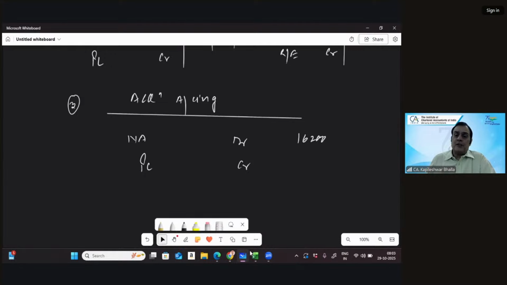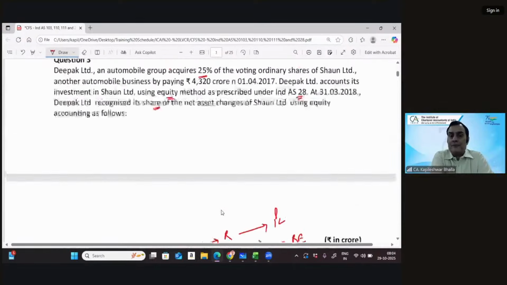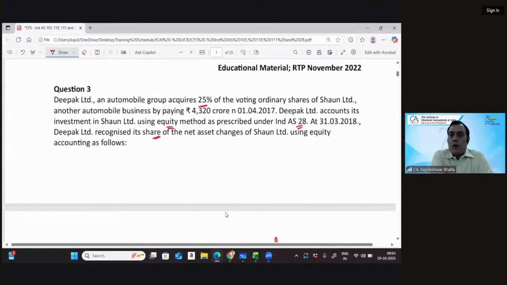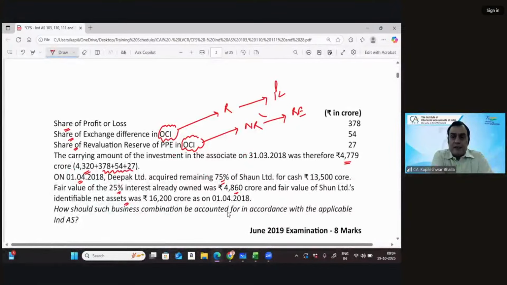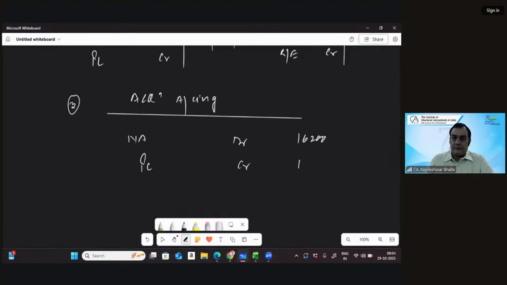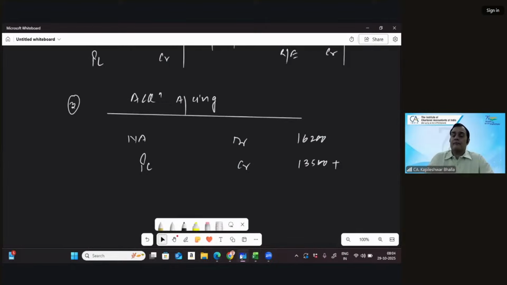And as far as the purchase consideration is concerned, if I go back, what is the purchase consideration paid? So we've acquired 75% shares at 13,500. And we need to consider the fair value of the PHI. And we've also seen that the fair value of the PHI is 4860. So we get this 4860.